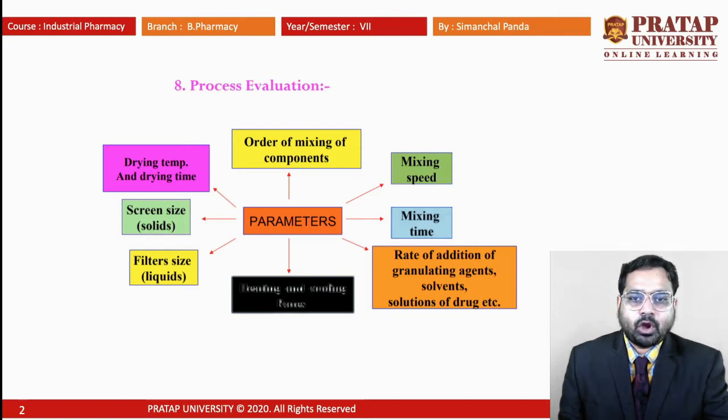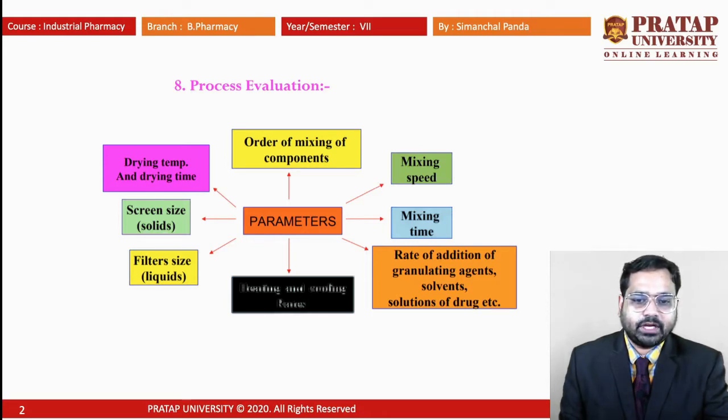We can see the order of mixing of components, mixing speed, mixing time, rate of addition of granulating agent, solvent, solution of drug, etc. Heating and cooling rate, filter size, screen size, drying temperature and drying time. Here they have given the example of granulation. Whenever we go for granulation, we have to add some amount of solvent, process it by mixing, then go for drying. Then we add different ingredients, solvent, solution, so that it will go for the binding activity.